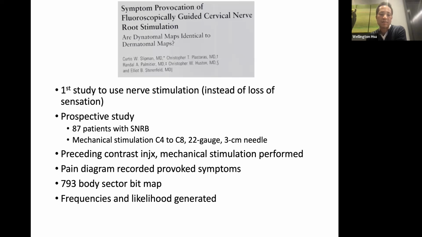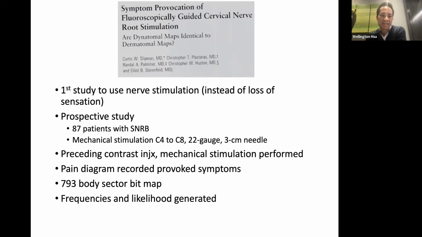This study I deal with, or I cite, I should say, because I often get questions about patients who present with a classic C6 radiculopathy, but they have a C6-7 disc herniation that should present with a C7 radiculopathy.